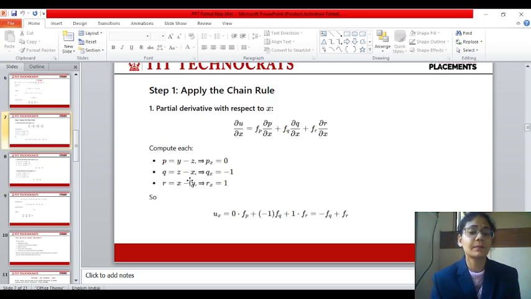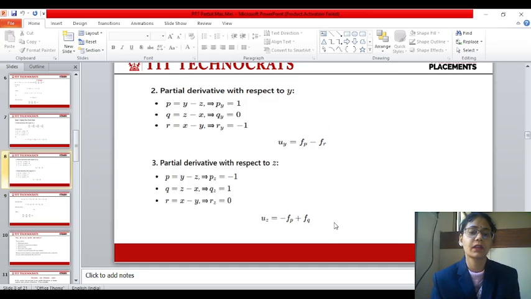Further, q is z minus x. The derivative of q with respect to x will be minus 1. Z is constant, so its derivative is 0. X gives 1, so it will be minus 1. Similarly, the derivative of r with respect to x will be 1. Now put the values in. u_x is 0 times f_p plus minus 1 times f_q plus 1 times f_r. So the 0 term will be eliminated, and this will be minus f_q plus f_r.